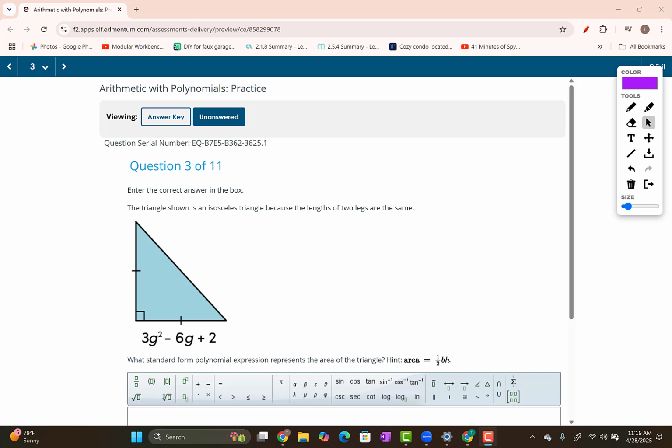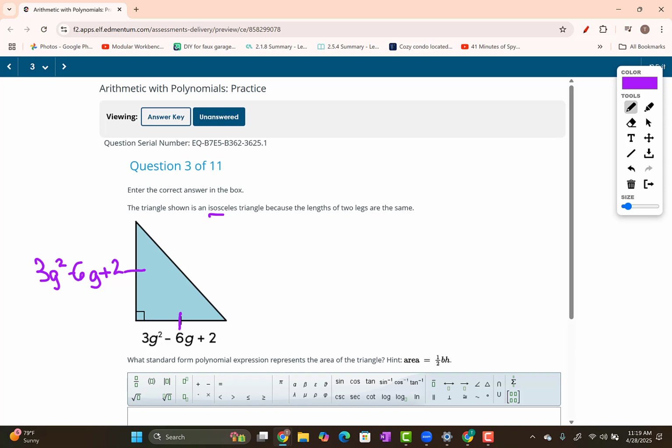Question 3, the triangle shown is an isosceles triangle because the lengths of the two legs are the same. And they've got hash marks through this one and this one. So those are the two sides that are the same. So I could go ahead and say this side over here is also 3g squared minus 6g plus 2.